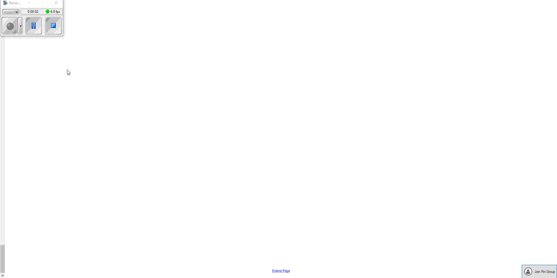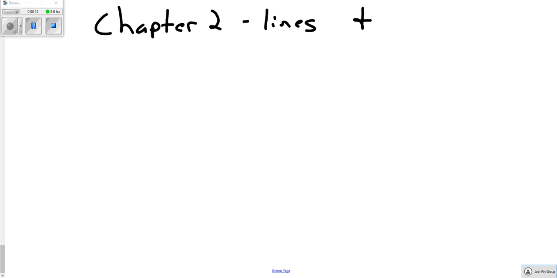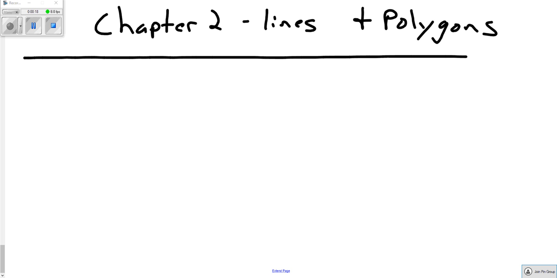Okay, so chapter 2. That was all just lines and polygons. So I'm going to do this really, really quick because chapter 5 takes a little more explaining, okay? So with lines and polygons, we started with parallel lines.